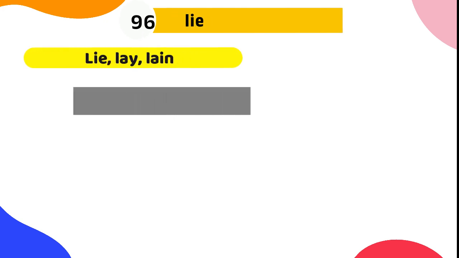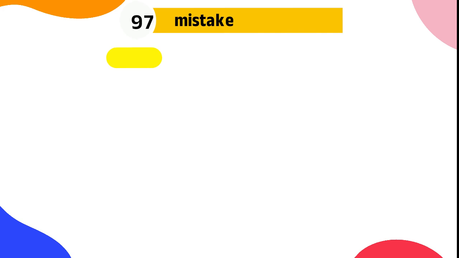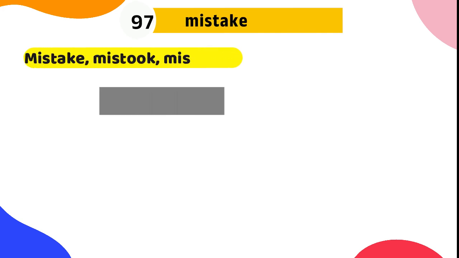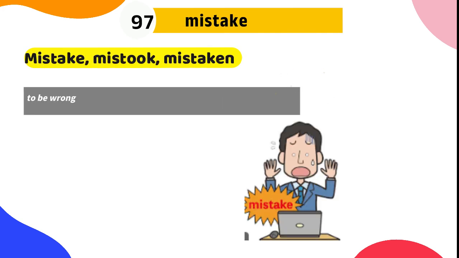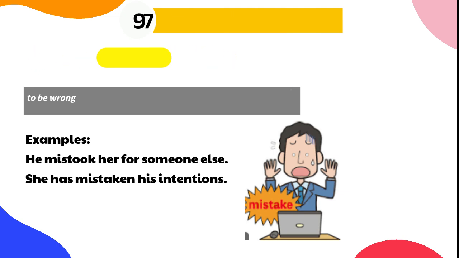Lie, lay, lain. Meanings: to recline, to rest in a horizontal position. Examples: he lay on the bed. She has lain there for hours. Mistake, mistook, mistaken. Meanings: to incorrectly identify, to be wrong. Examples: he mistook her for someone else. She has mistaken his intentions.